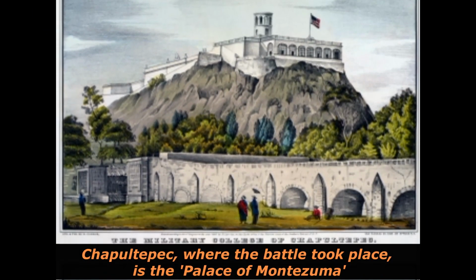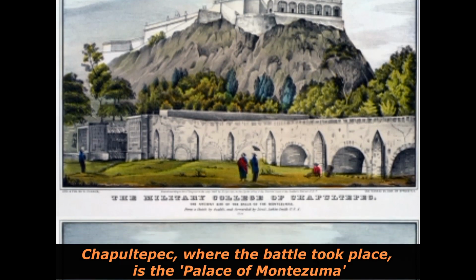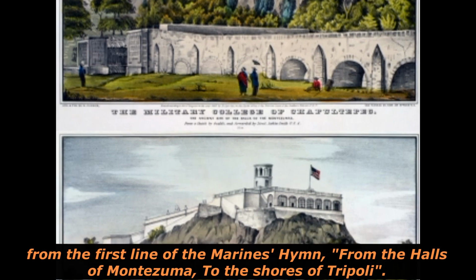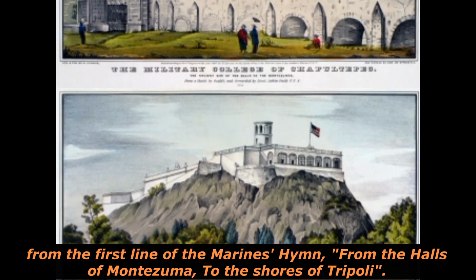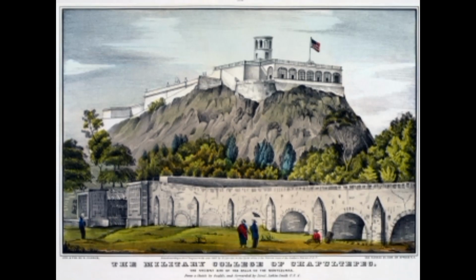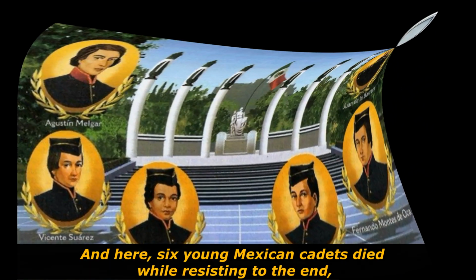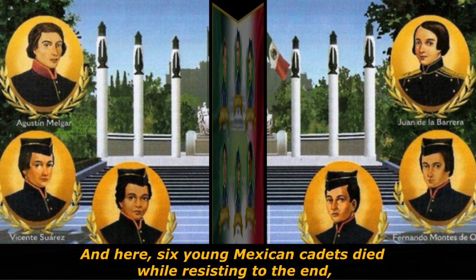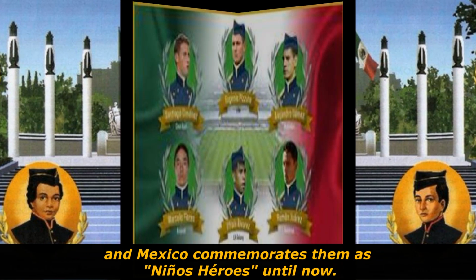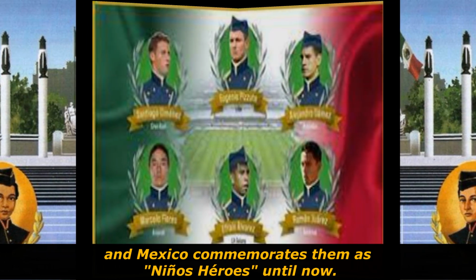Chapultepec, where the battle took place, is the palace of Montezuma from the first line of the Marines' hymn, from the halls of Montezuma to the shores of Tripoli. And here, 6 young Mexican cadets died while resisting to the end, and Mexico commemorates them as heroes until now.